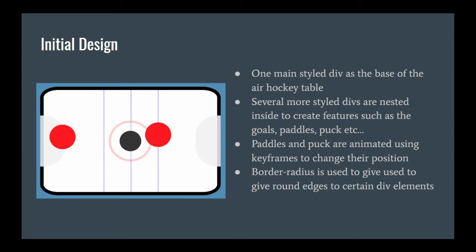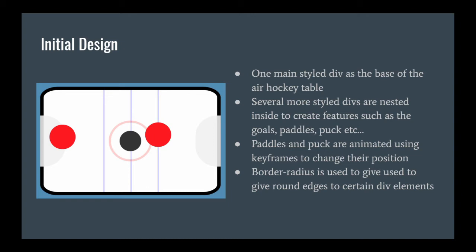And this is the initial design of our air hockey table. Basically, we have one main div that's used for the base of it. It's the border of the air hockey table. We have several other smaller divs inside of it that are styled in a way that they make up the paddles, the puck, the rings, and the goals. We use keyframes to animate the paddles and the puck so that they move around. And we use border radius so that we can get rounder edges and change the shape of the divs.